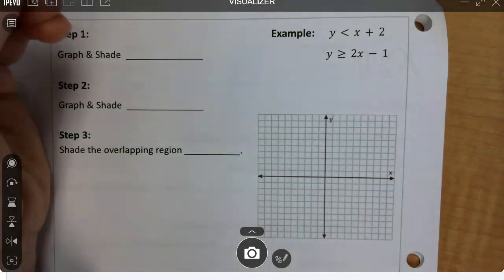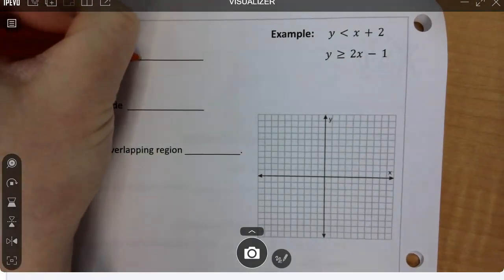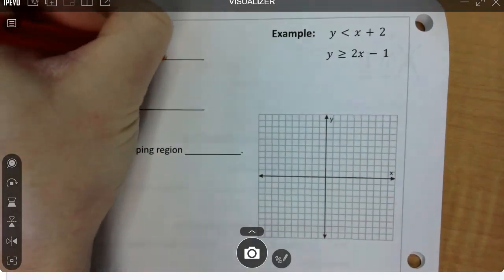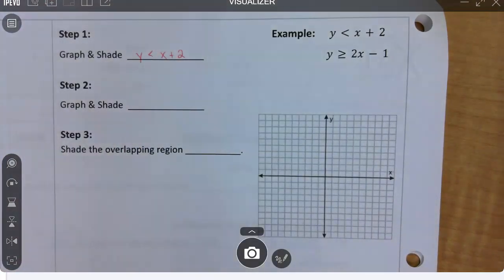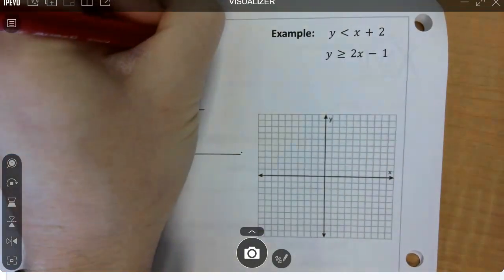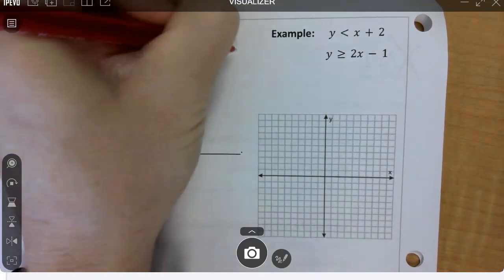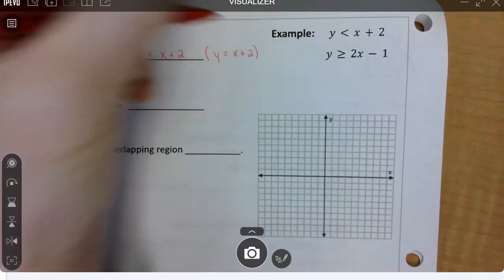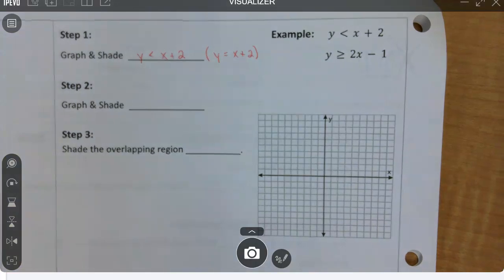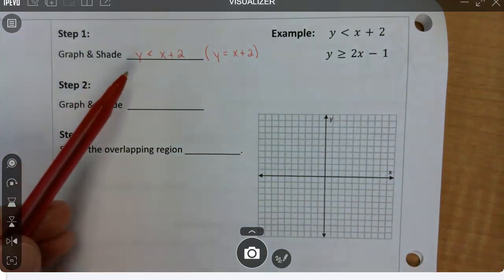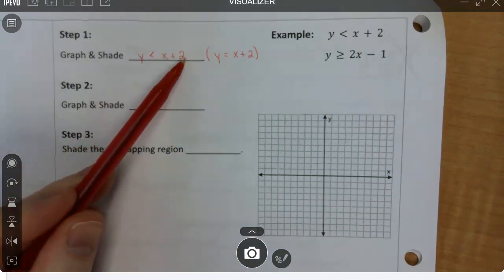Okay, so we're going to start with the first inequality. We're going to graph and shade y is less than, sorry, just less than x plus 2. And remember, we treat this as y equals x plus 2. Just a reminder of how it's similar to y equals mx plus b. And so what this tells me is I'm going to go to a y-intercept of 2.